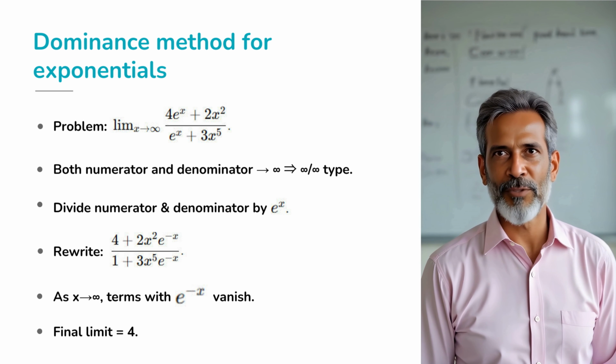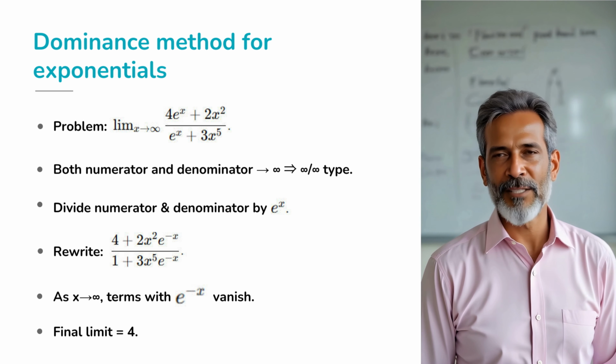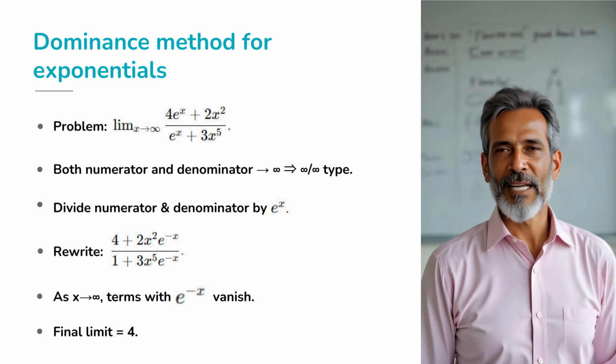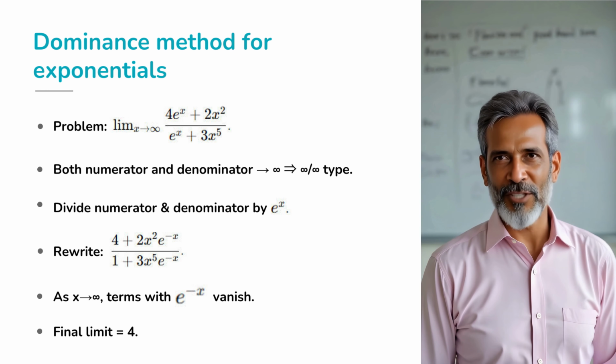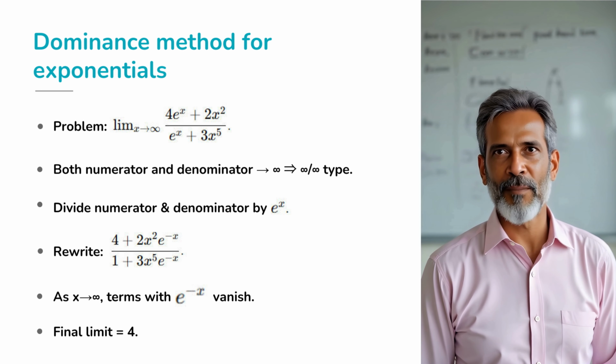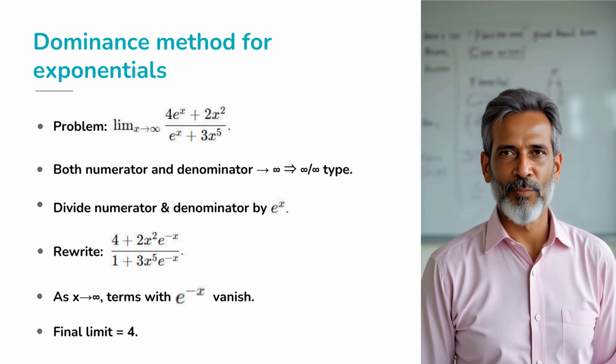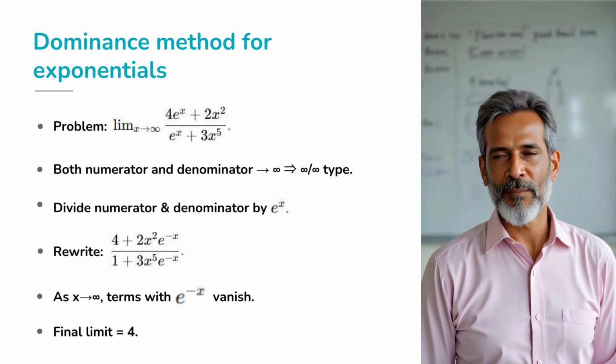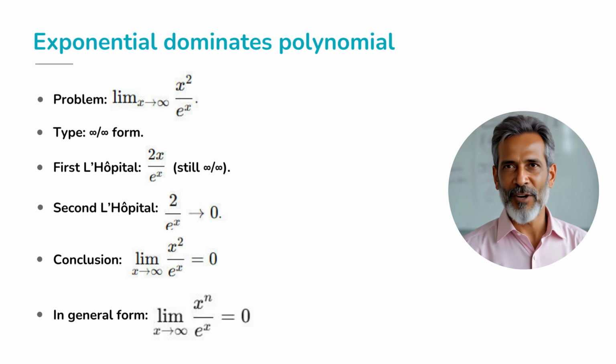The numerator becomes 4 plus 2x square e power minus x, while the denominator becomes 1 plus 3 x power 5 e power minus x. As x tends to infinity, e power minus x tends to 0, so those extra terms vanish. The limit becomes simply 4 divided by 1, which is 4. Of course, you could apply L'Hopital repeatedly, but dividing through by the strongest term is faster. Work smart, not hard. Let's try something more advanced where repeated application is needed.